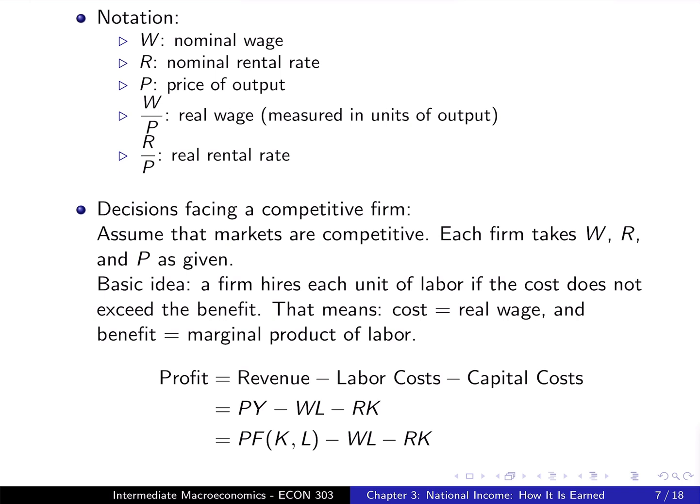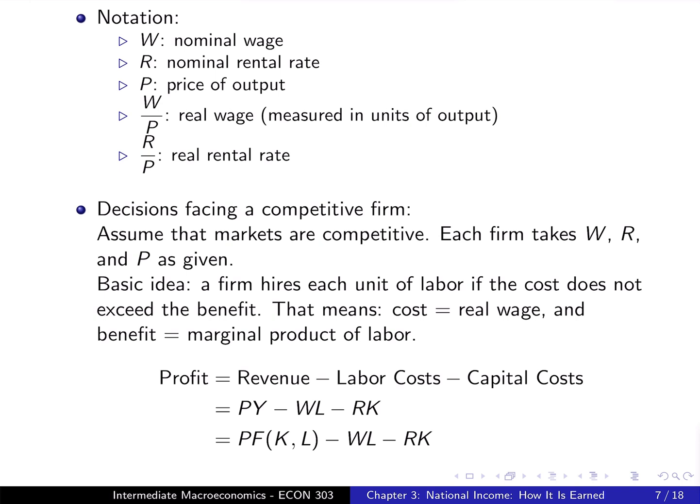Firm behavior in competitive markets is that firms are price takers. They take W, R, and P as given. The basic idea is that a firm hires each unit of labor if the cost does not exceed the benefit. That means cost equals real wage and benefit equals marginal product of labor.